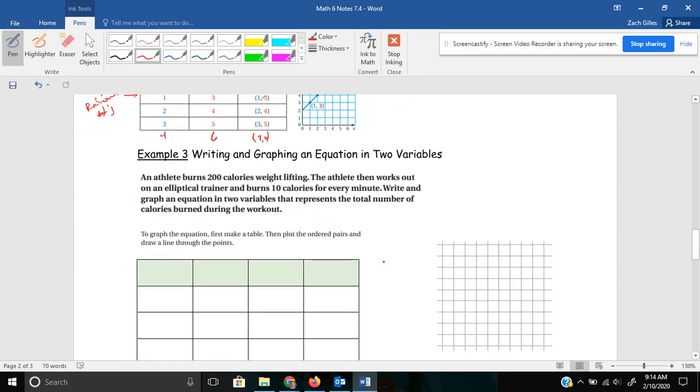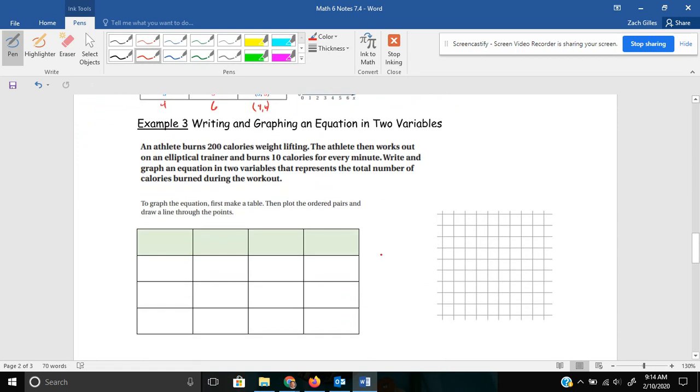All right, let's try an example. It says, an athlete burns 200 calories weightlifting. The athlete then works out on an elliptical trainer and burns 10 calories for every minute. Write and graph an equation in two variables that represents the total number of calories burned during the workout. All right, so first we need to write an equation.